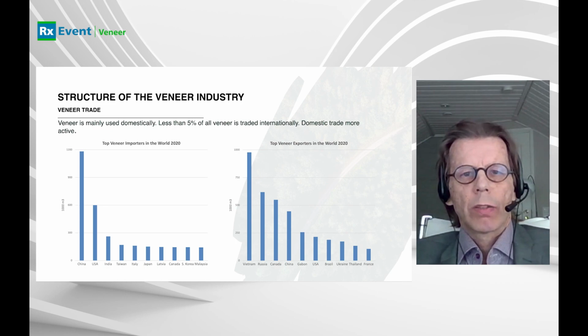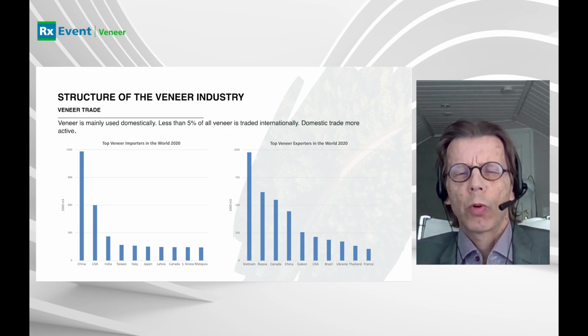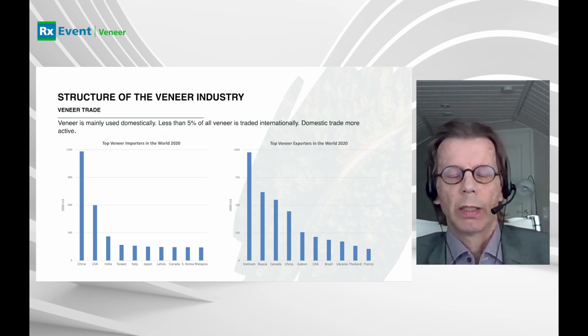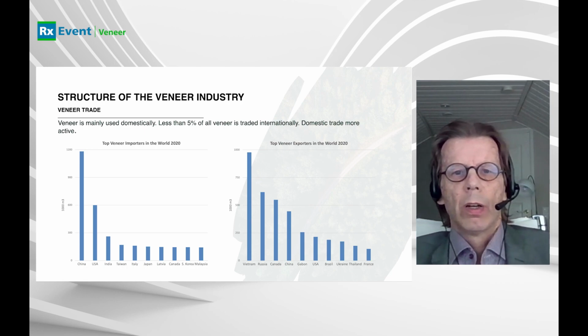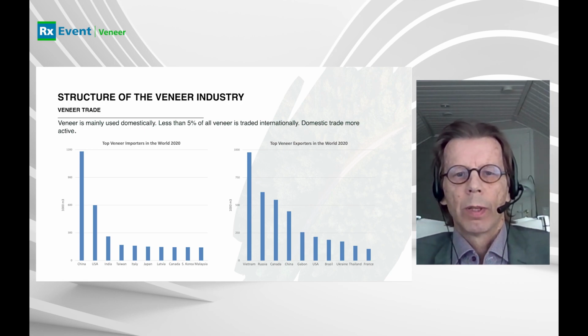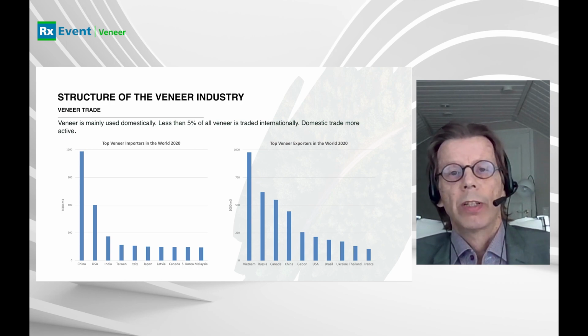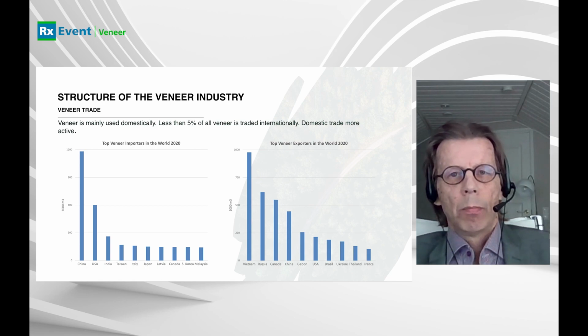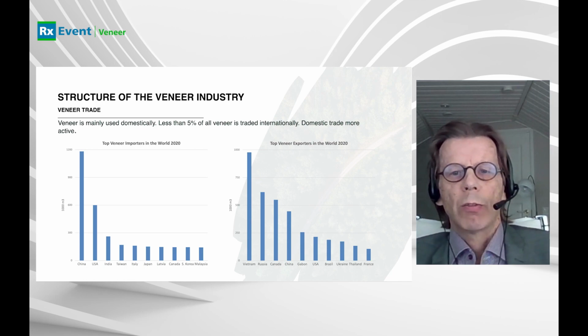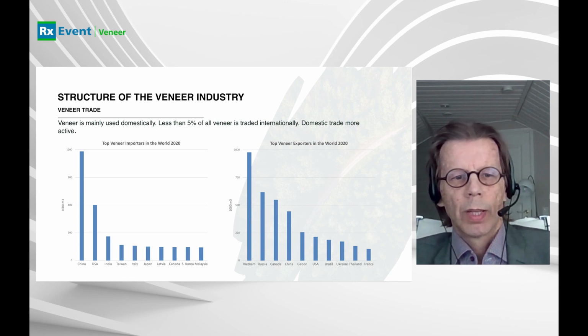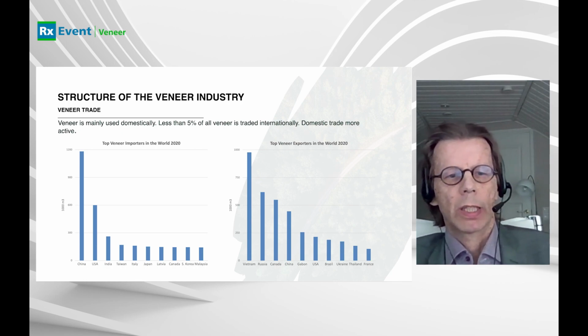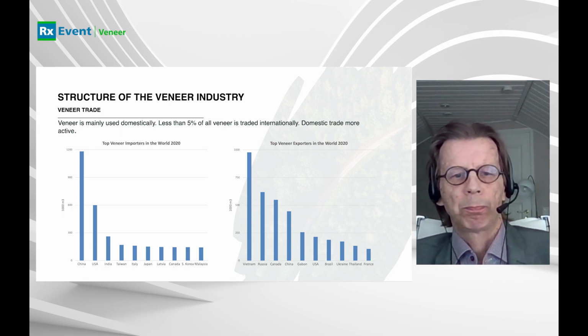Then let's look at the veneer trade. First of all, I want to say that most of the veneer that is produced is used domestically, and a small minority of veneer goes to international trade. And both face veneers and core veneers are traded internationally. The core veneer trade tends to be cross-border trade between neighboring countries, but some of the face veneers travel a lot longer distances. And here too, China is the largest importer of veneer, followed by the US and India.